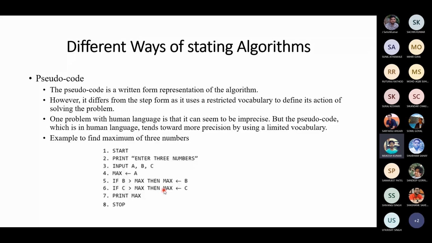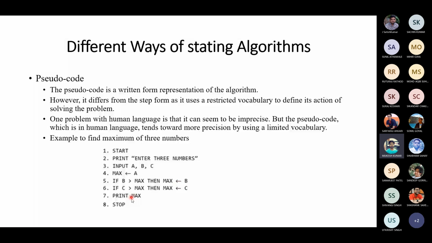If this condition is true, then C will become max, right? So if one of these conditions fails, then the appropriate maximum value will be printed. This logic will work. If A is greater, then the maximum value is A, this condition will fail, and this condition will also fail. If A is bigger, then it will print A. If B is bigger, then this condition will be true and that condition will be false. So then print B.